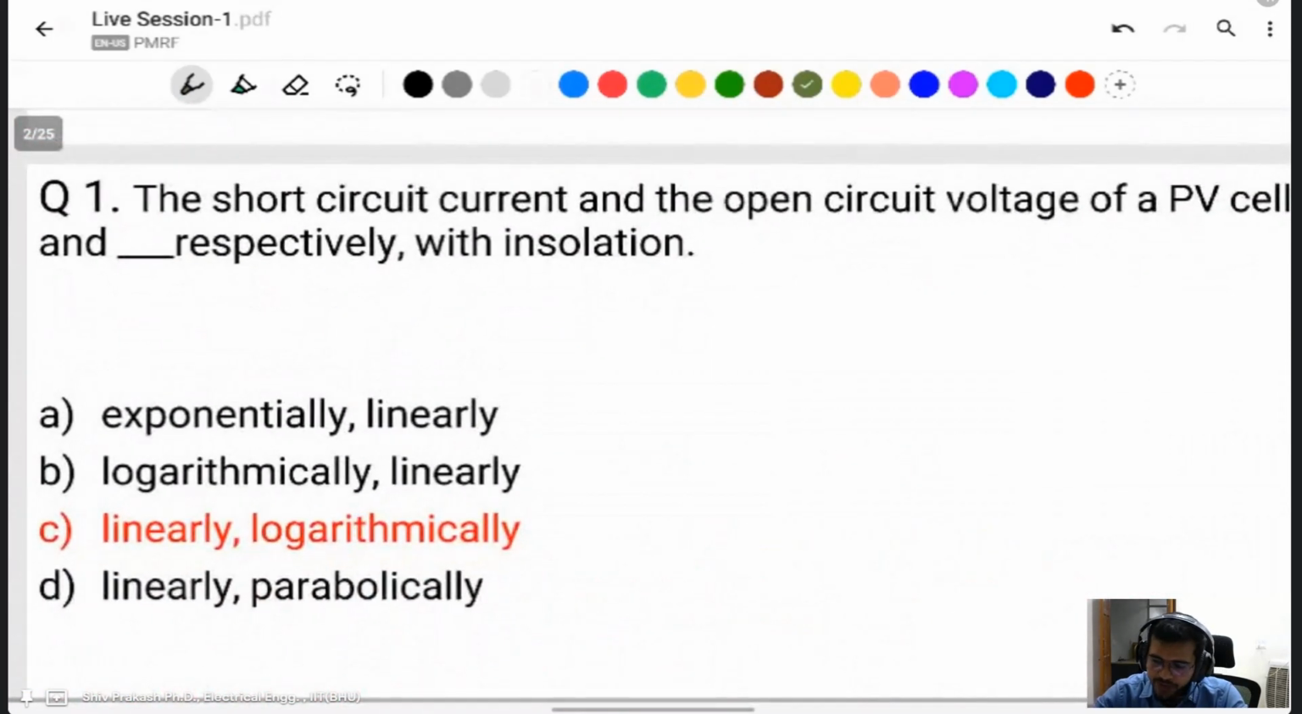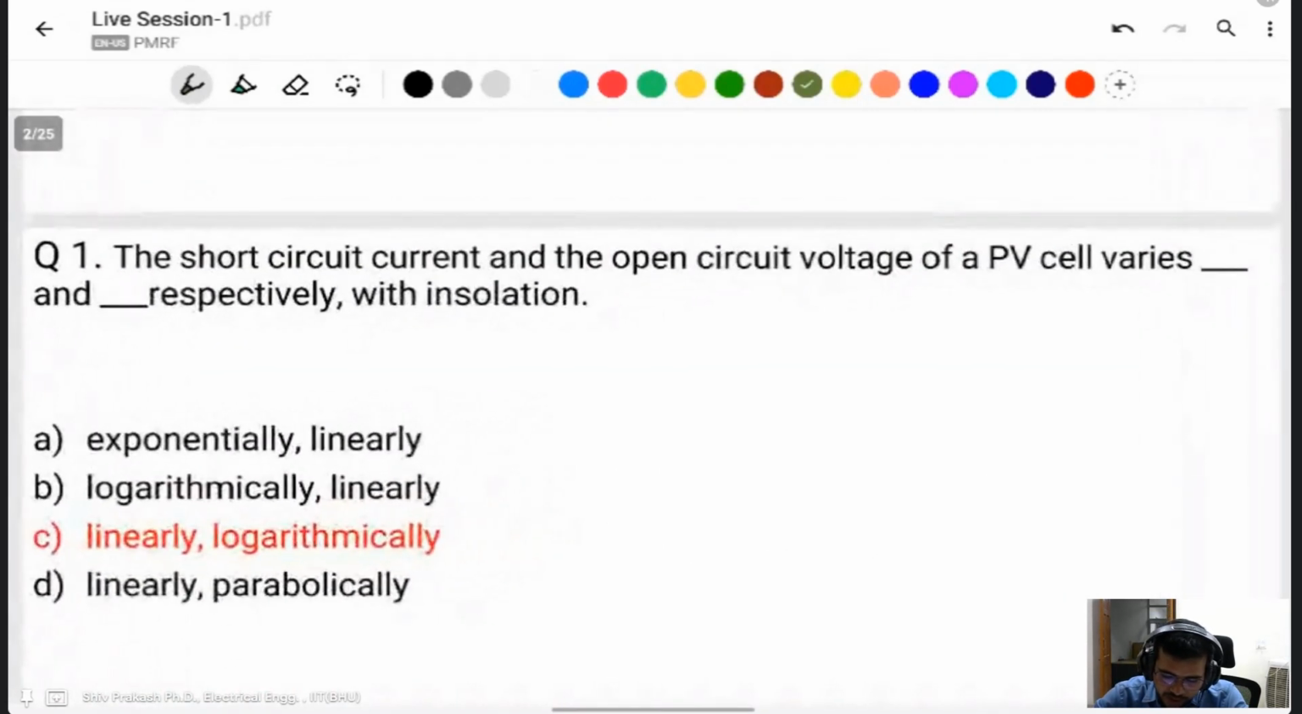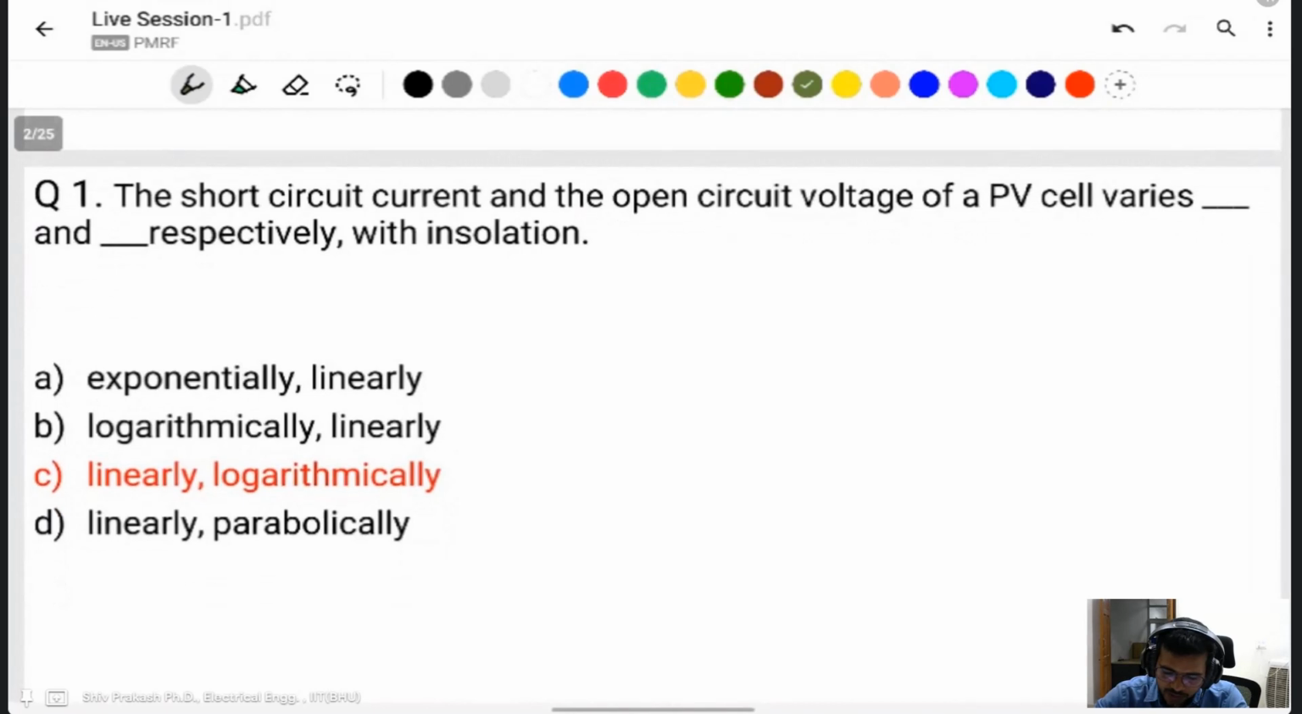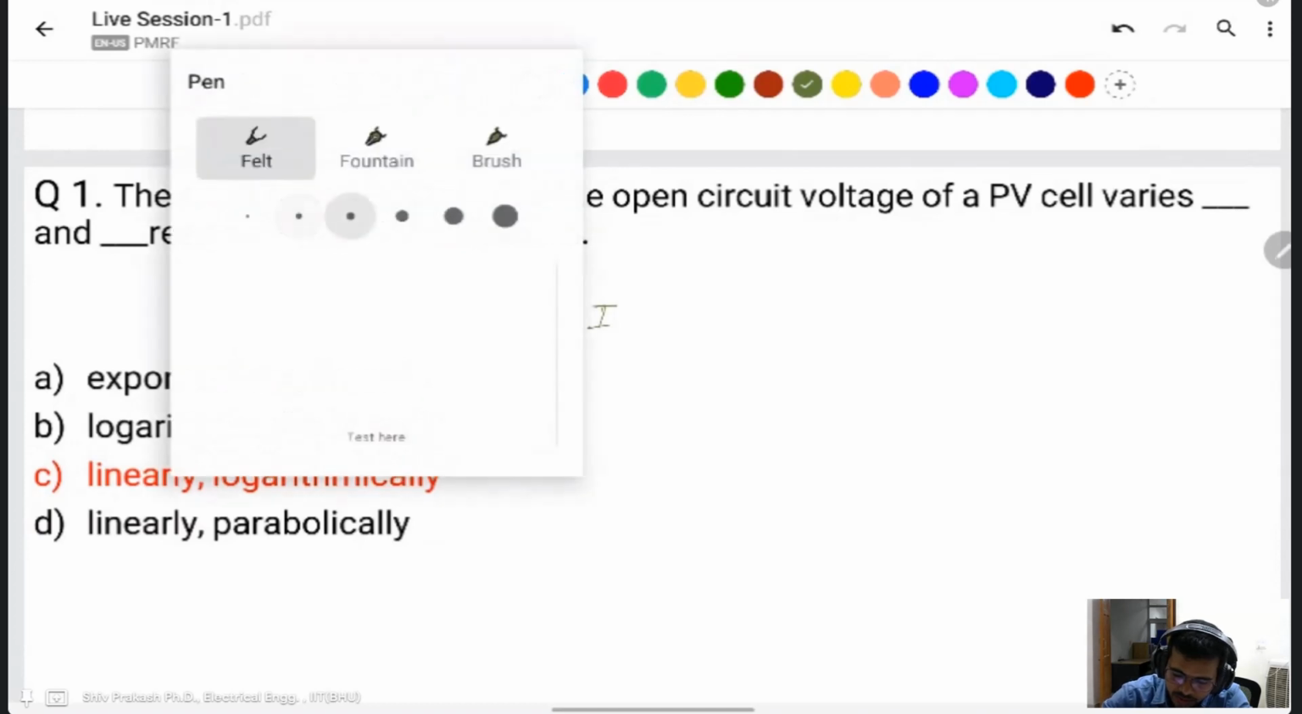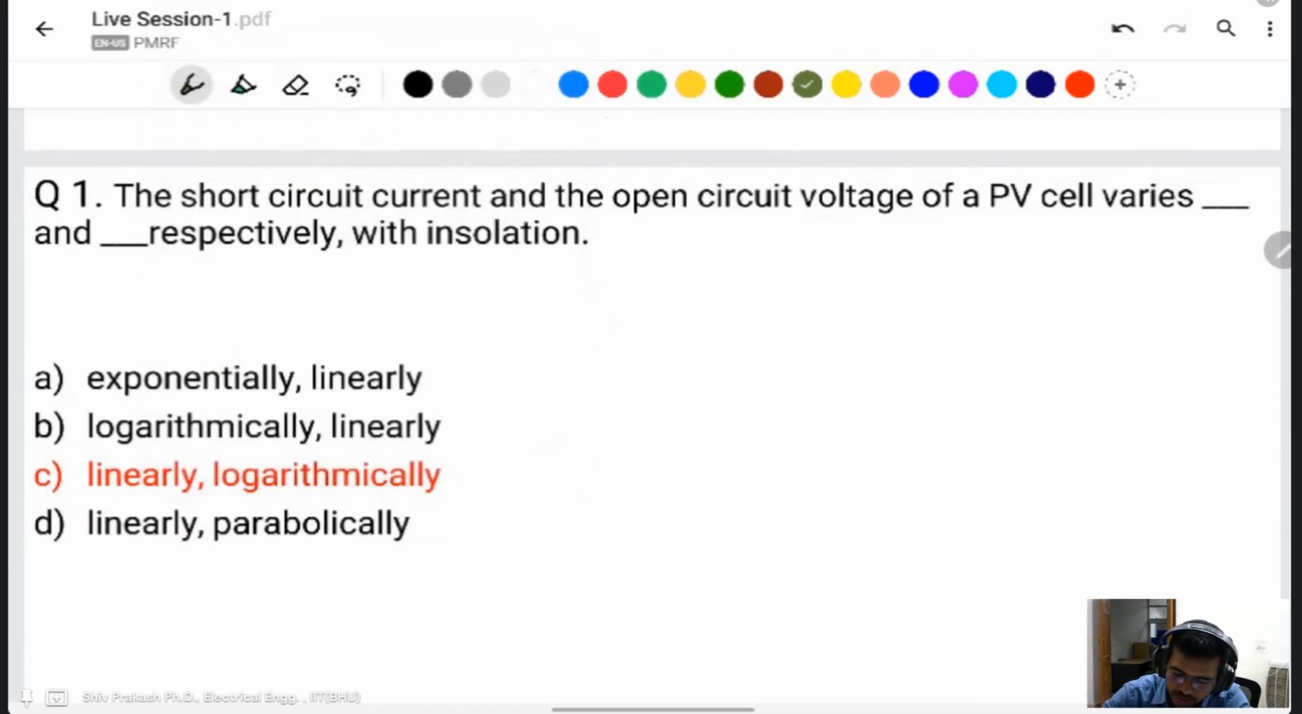The question number one says that the short circuit current and open circuit voltage of a PV cell vary, respectively, as follows. Then you observe that the short circuit current IP is directly proportional, or approximately proportional, to the insulation.